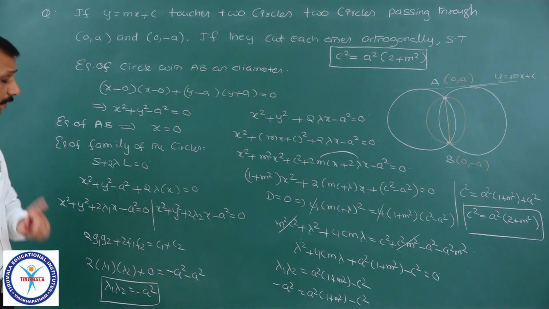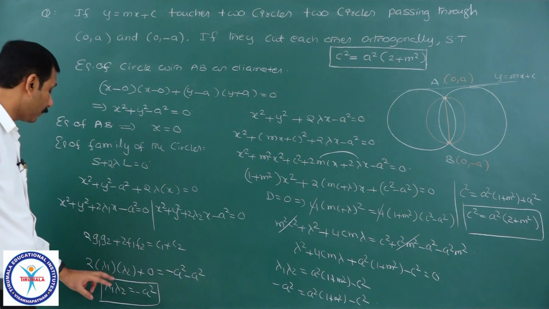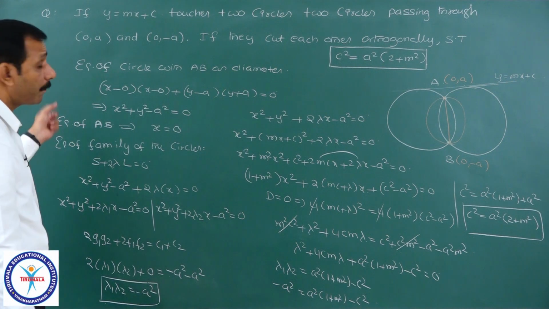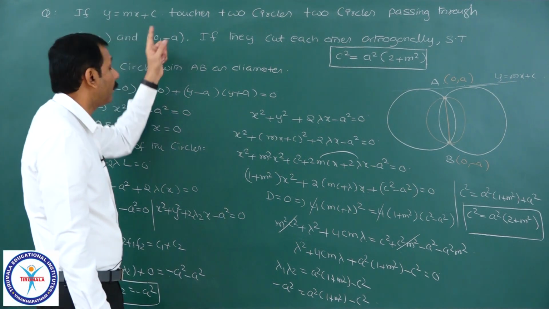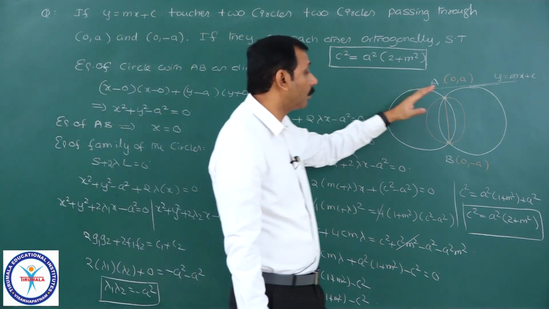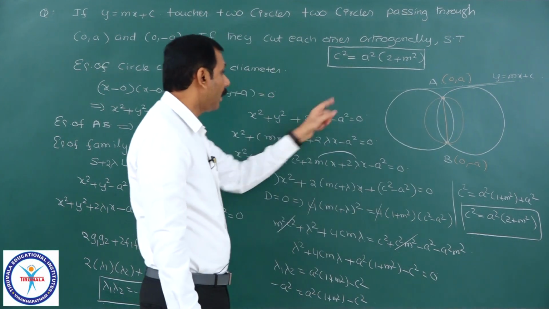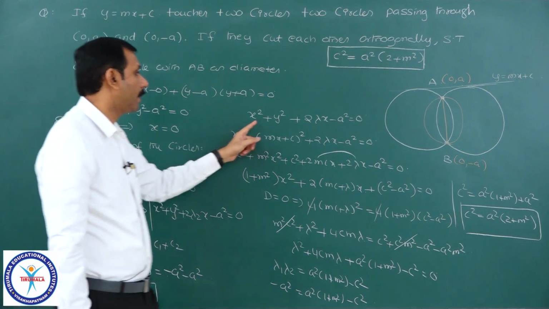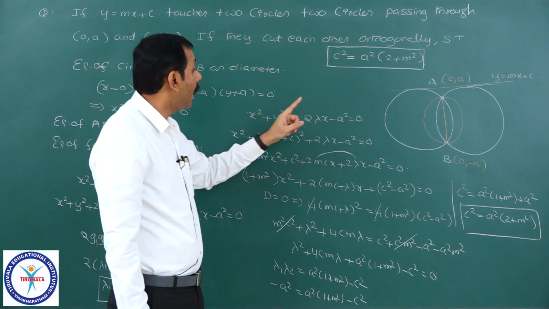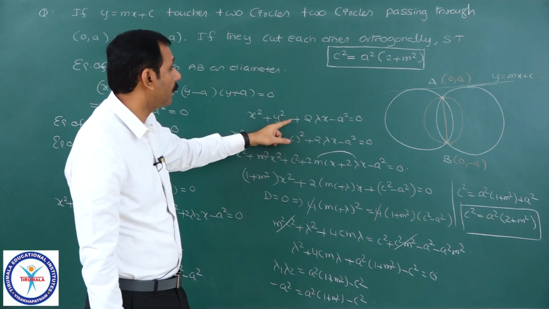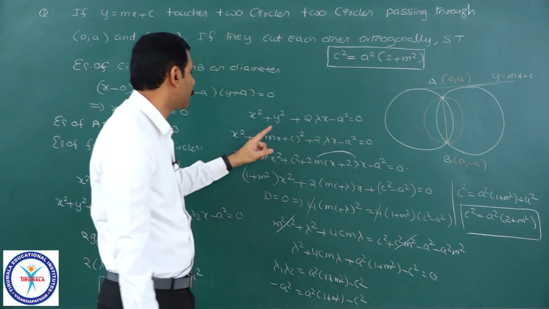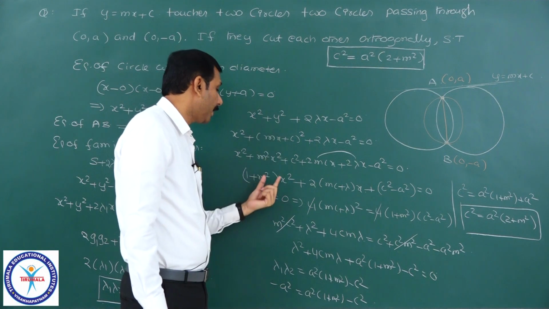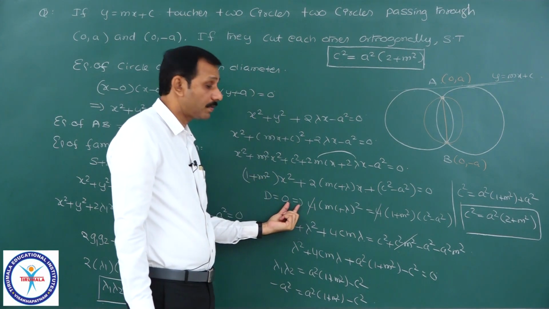I need one more relation for lambda 1 and lambda 2 to eliminate lambda 1, lambda 2. What is the other point they have given? This line is there, no? y equal to mx plus c. It touches both the circles. I have taken the circle in terms of lambda: x square plus y square plus 2 lambda x minus a square equal to 0. I am solving this equation of the circle with that line y equal to mx plus c, because that is a tangent to this circle, so the discriminant of this quadratic equation is equal to 0.